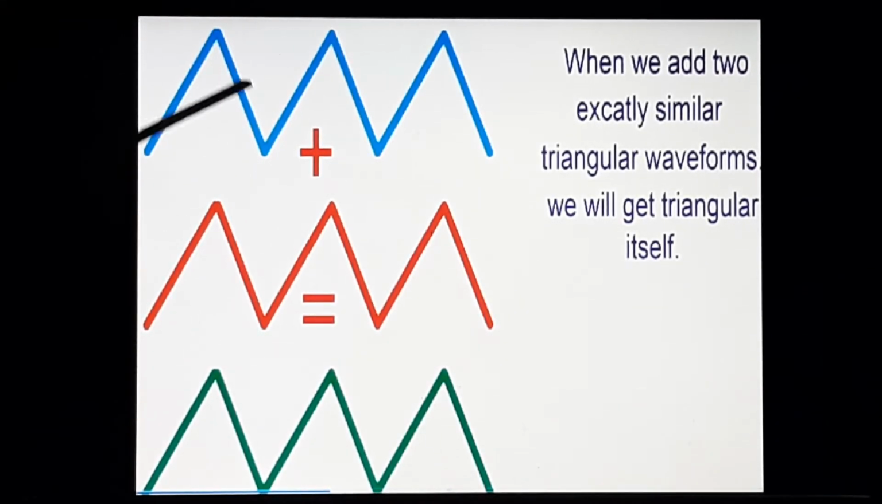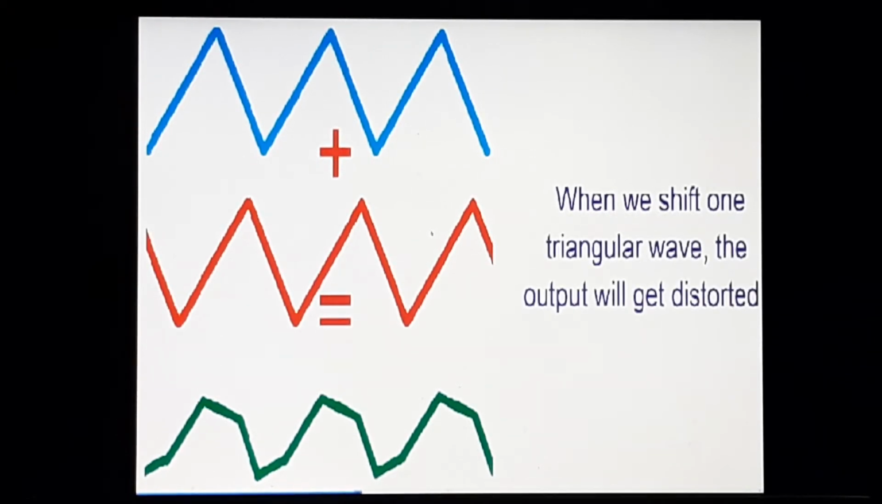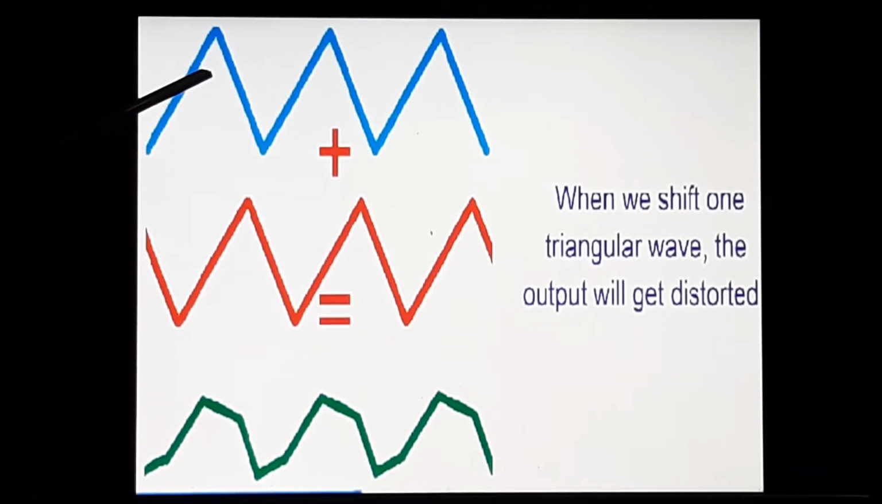Now this is the addition of two triangular waveforms. In the same way, when we add two exactly similar triangular waveforms, look here: here the peak is, here the peak is. So when I add two similar triangular waveforms, I will get a similar triangular waveform itself. Now, when we shift one of the triangular waveforms, look, this is the triangular waveform and I have shifted this waveform. So this output will get distorted, right?